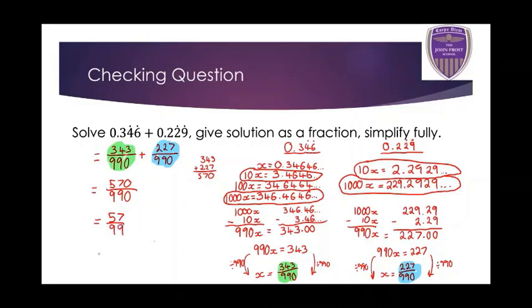And I can also divide these by 3. So to do this, I've divided both numbers by 10. And then to do this, if I divide them by 3, 57 divided by 3 is 19. 99 divided by 3 is 33. So the answer to 0.346 recurring add 0.229 recurring is 19 over 33. Very well done if you got that, guys, and we'll see you next lesson. Bye now.